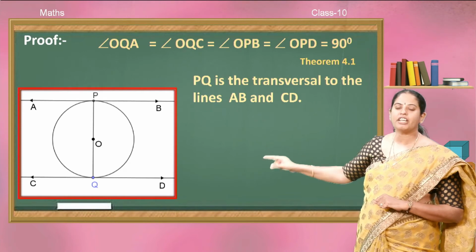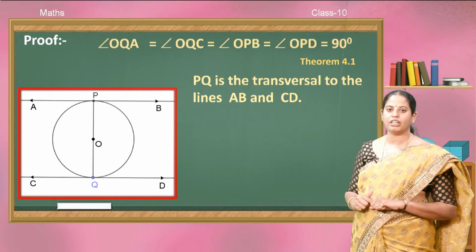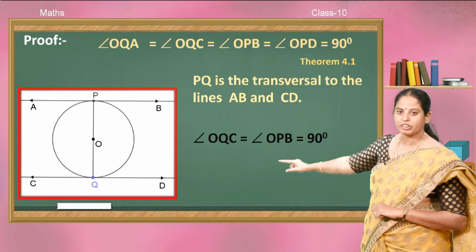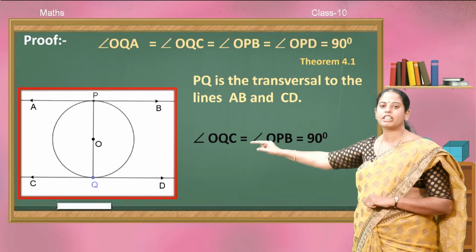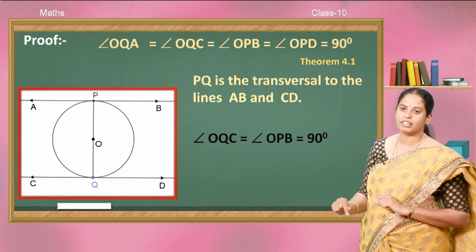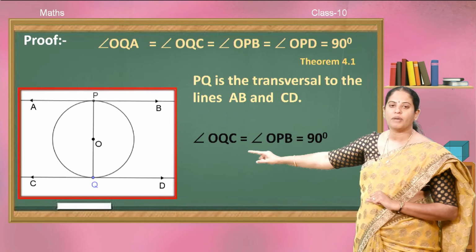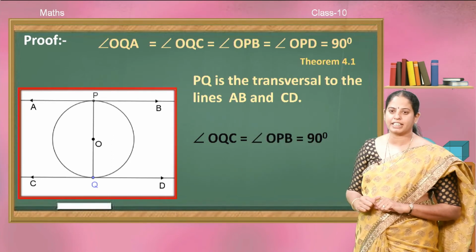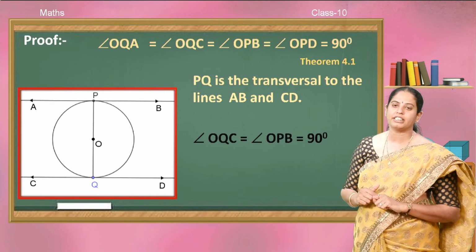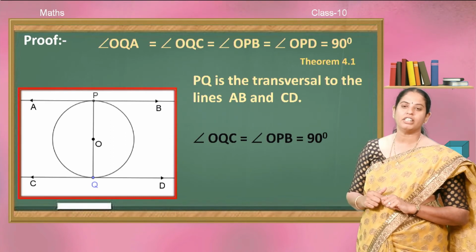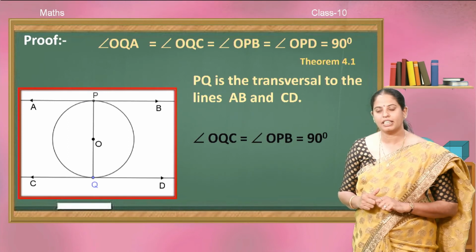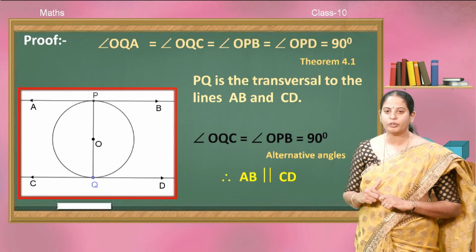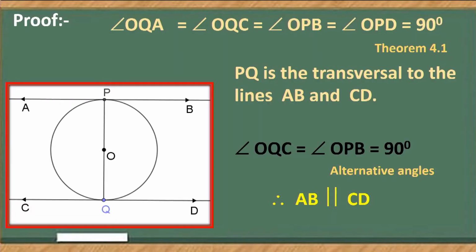Here a pair of alternate angles are equal. Observe, OQC is equal to OPB. It is forming a pair of Z angles that are equal. Observe, angles OQC and OPB form Z angles. Z angles means alternate angles. If a pair of alternate angles are equal, then the two lines are parallel. Hence, we proved the statement that they are asking us to prove. So, AB is parallel to CD.